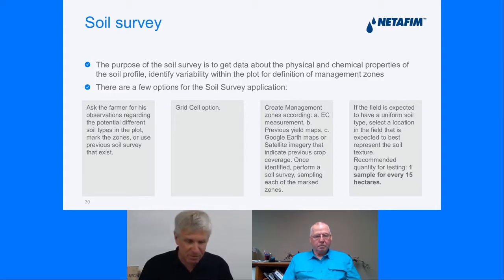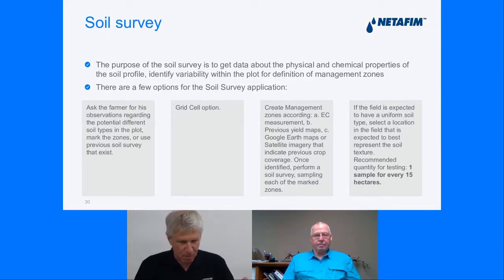It's a nice option, but it demands a lot of manpower, many samples, labor, money. So if we want to reduce the quantity of labor and money, but still get a good understanding about the variability in the plot, there is a methodology that we call management zones. We can define management zones according to electric conductivity measurement, previous yield maps, or Google Earth maps or satellite imagery that indicate previous crop coverage.